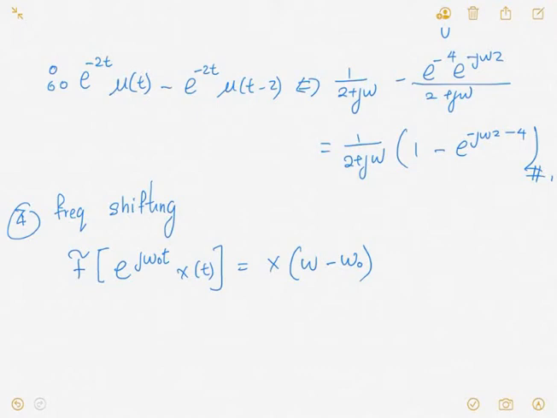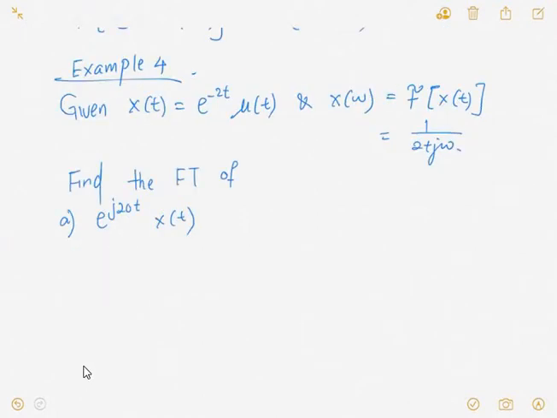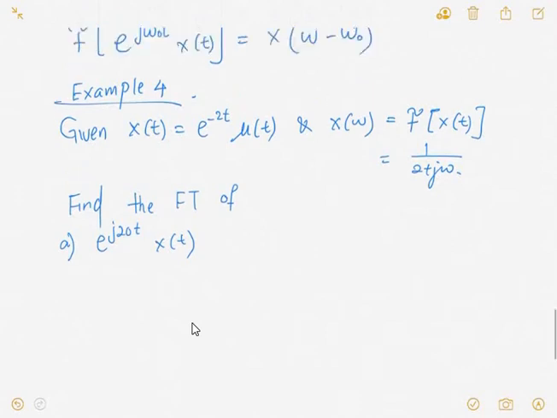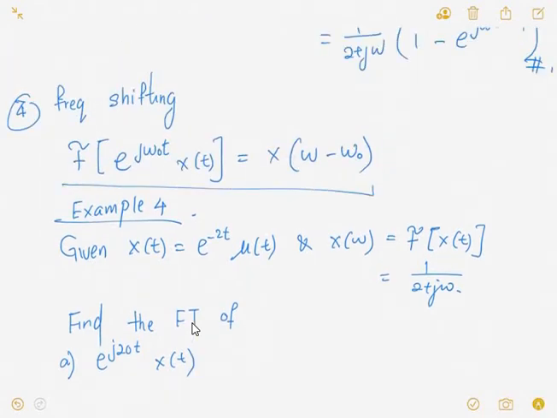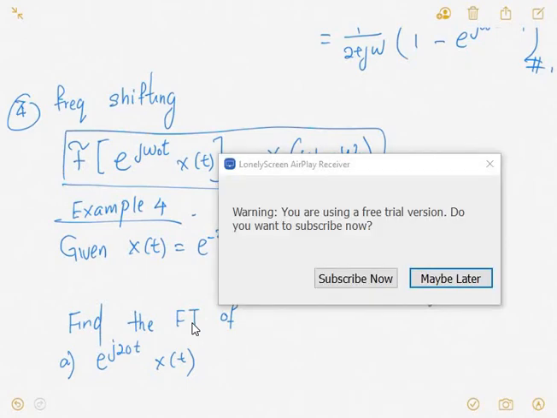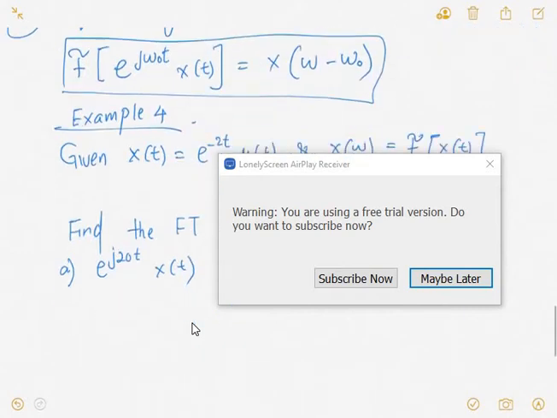Okay, let's look at the example. Given x(t) equal to exponent negative 2t u(t) and X(omega) equal to 1 over 2 plus j omega, we use the same equation and find the Fourier transform of exponent j20t x(t). So what is the answer? Based on the property, you will get X(omega minus omega naught), which means that the omega will change to omega minus omega naught.